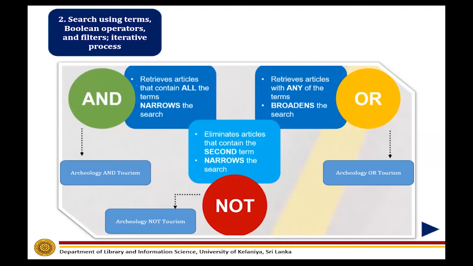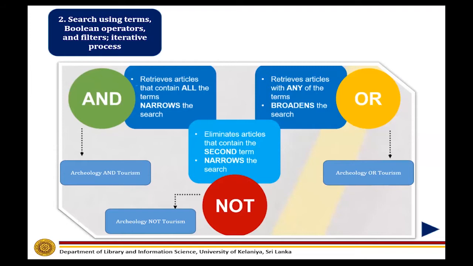So the Boolean operators include three operators we call AND, OR, NOT. As you can see on the screen, if we use an operator, right? I have given the example: archaeology AND tourism. That means I expect, right?